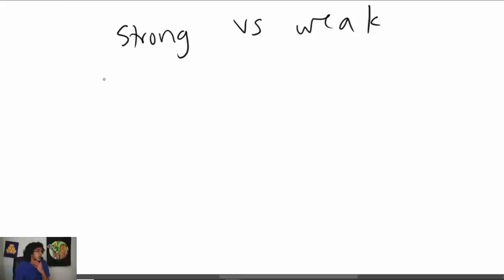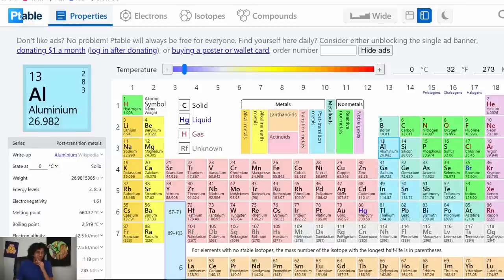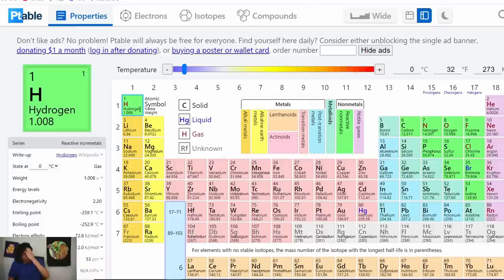Now let us talk about bases, right? So essentially for this one, we kind of need a periodic table, so let me get that up. Dude, ptable.com is the best, okay? You gotta use ptable.com. If you don't use ptable.com, that's just kind of sad. But essentially, bases pair with these kind of guys, right?